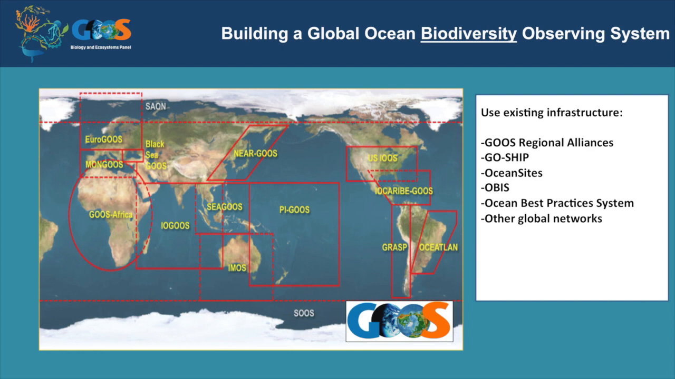We've also taken steps over the past years to engage with existing ocean observing community partners to build on infrastructure that's in place and processes that already are working. These include the GOOS regional alliances as well as other GOOS components where ship-based, moored, or other observations are coordinated.